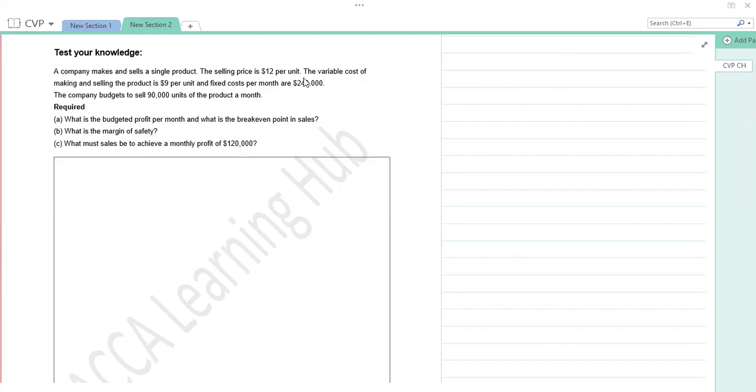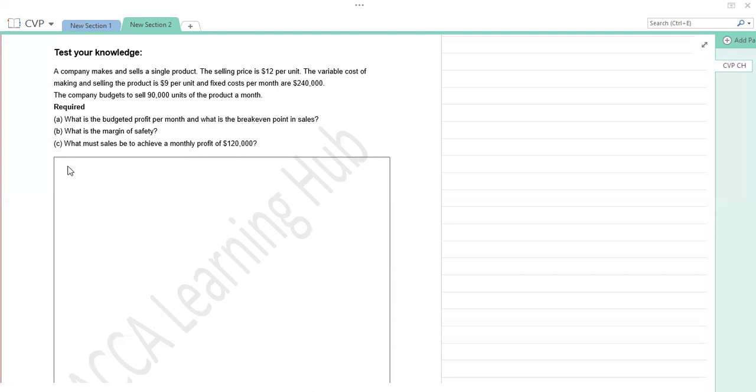A company makes and sells a single product. The selling price is 12 per unit. The variable cost of making and selling the product is 9 per unit, and the fixed cost per month is 2,40,000. The company budgets to sell 90,000 units of the product a month. Required: What is the budget profit per month? What is the break-even point in sales? What is the margin of safety? What must sales be to achieve a monthly profit of 1,20,000?